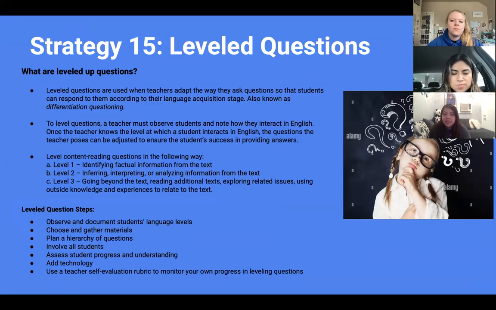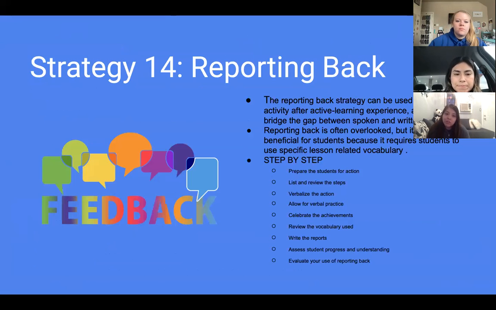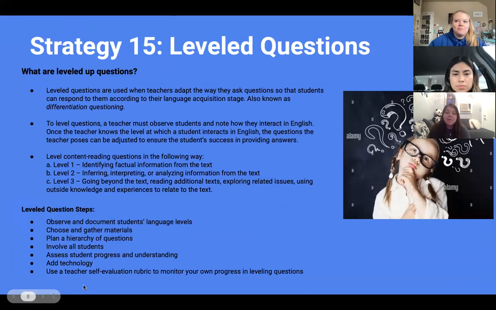The step-by-step for this strategy is: observe and document students' language levels, choose and gather materials, plan a hierarchy of questions, involve all students, and assess students' progress and understanding. You can add technology and use a teacher self-evaluation rubric to monitor your own progress in leveling questions.